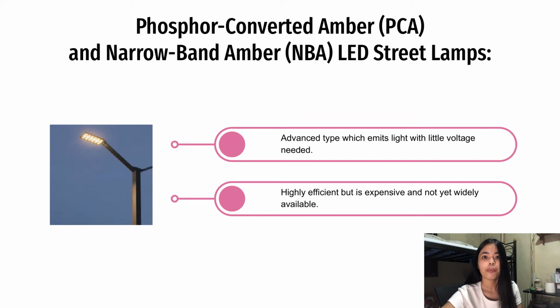Last are the phosphor converted amber or PCA and narrowband amber NBA LED street lamps. These are brand new technologies that are not yet fully commercialized in all markets. They are more efficient as they only require a small amount of electricity to produce light, and the device is known to have a good color rendition compared to LPS and HPS.